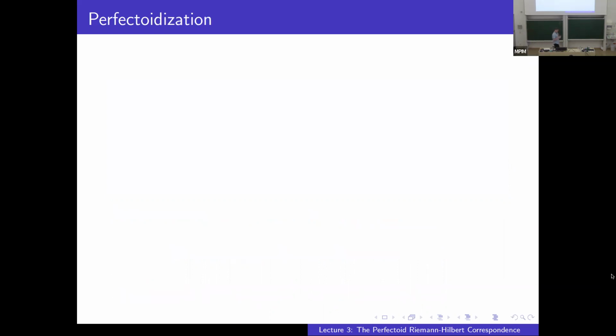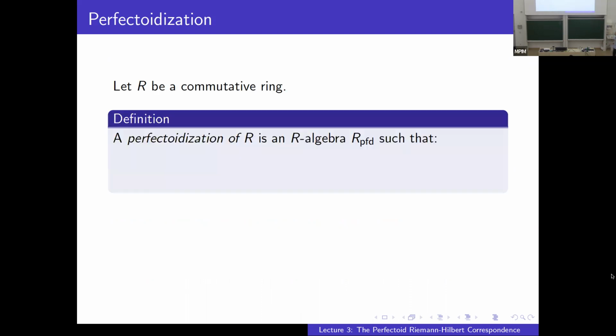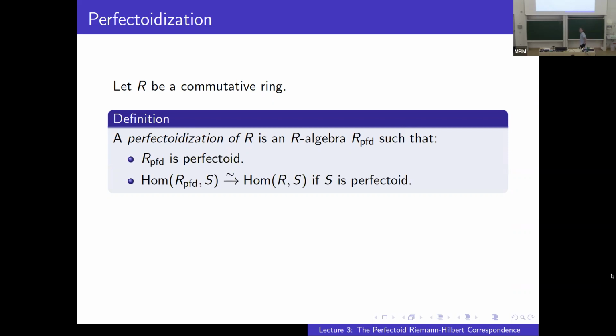So let's try to take this and use it to define some notion of perfection when you're not in characteristic p. So let R be a commutative ring. Definition: a perfectoidization of R is an R-algebra, which I'll denote by R puffed, with two properties. First of all, it should be a perfectoid ring. And second of all, every homomorphism from R to a perfectoid ring should factor uniquely through R puffed.